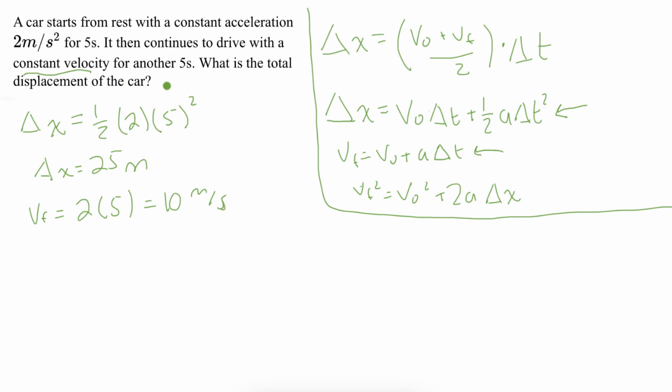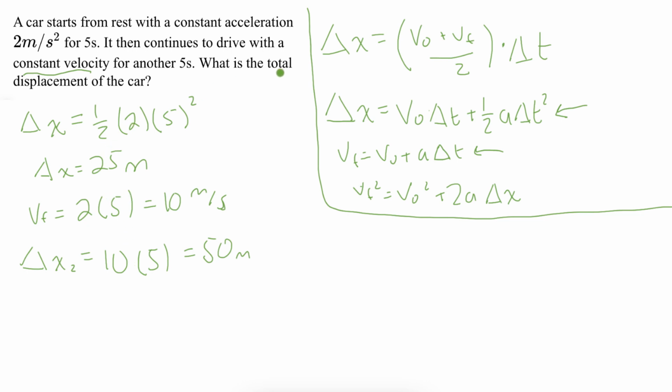And then the car drives for another 5 seconds, so we can plug that into this formula again, this time using the velocity section. So the second change in x, I'm just going to write x2 for the second one, is the velocity after the 5 seconds of acceleration. So 10 meters per second times another 5 seconds. That's the time interval. And that is equal to 50 meters.